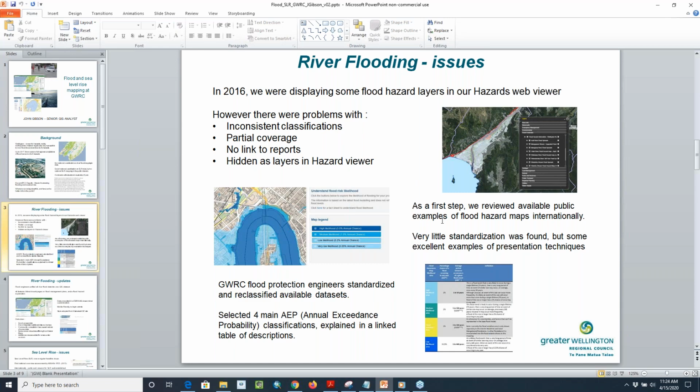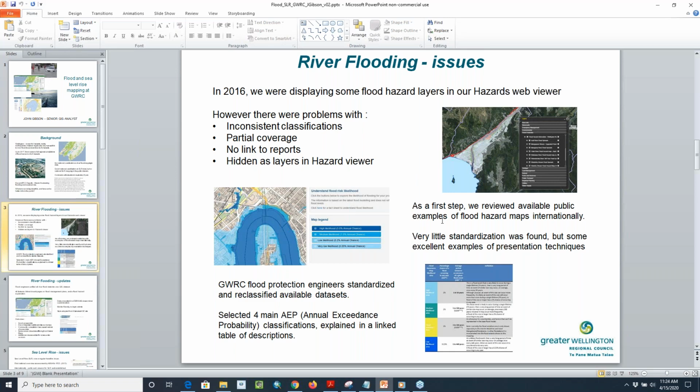So how did we move forward from that situation? Well, the first step, we reviewed all the available public examples we could find of flood hazard maps internationally. I was quite surprised in that review that there was very little standardization. Many of the data presentations were quite technical and not suitable for general public use, or certainly not easy for the public to use. And also with things like symbolization, there was very little standardization.